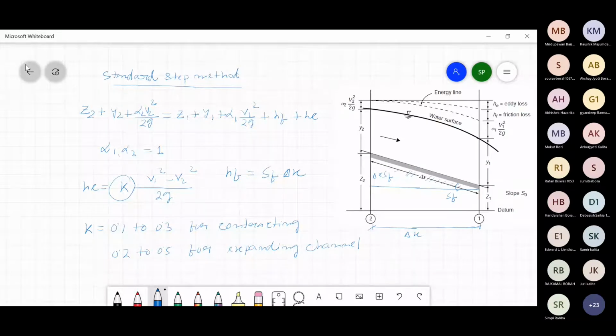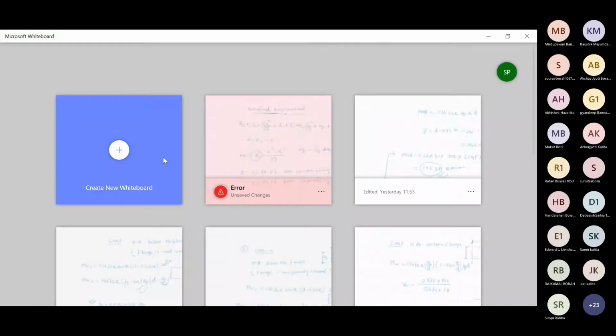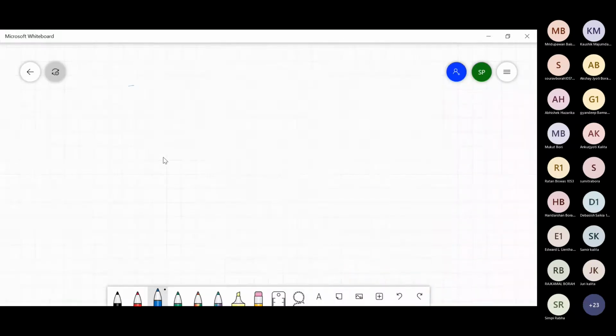So now, again I am writing here: Z2 plus H2 plus V2 square by 2g is equal to Z1 plus H1 plus V1 square by 2g plus HC plus HF. So now this is your total energy or total head, isn't it?